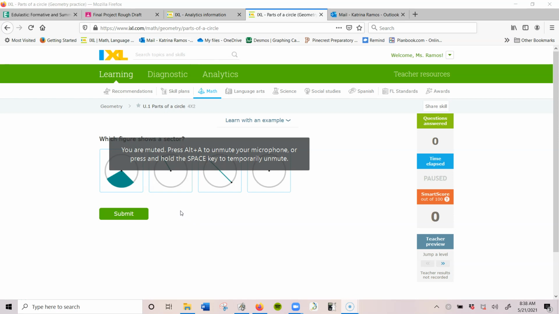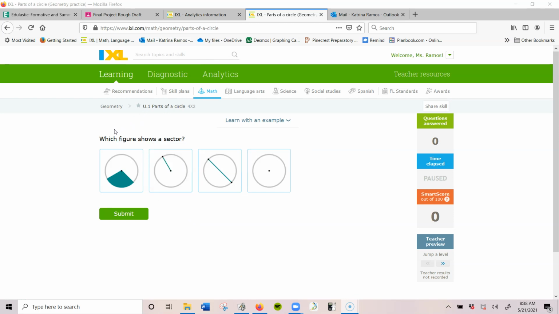We're going to start off with U1. Now, U1 is pretty self-explanatory. It's just going to ask you which of these represents whatever term they're asking. So here it says, which figure shows a sector? A sector is the area of a part of a circle. So that would be this one here.